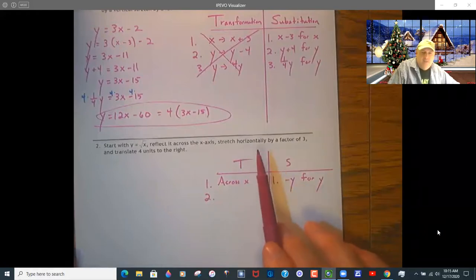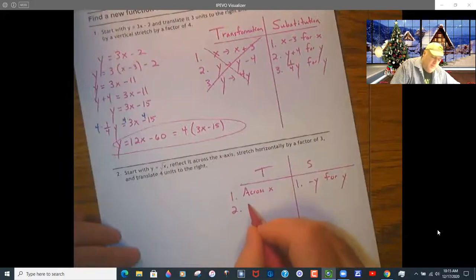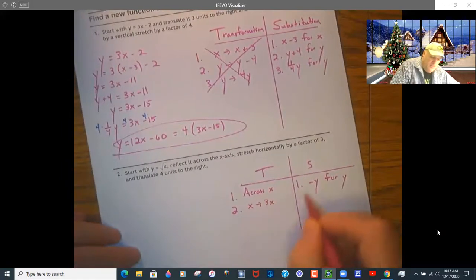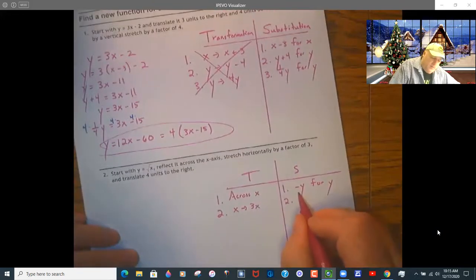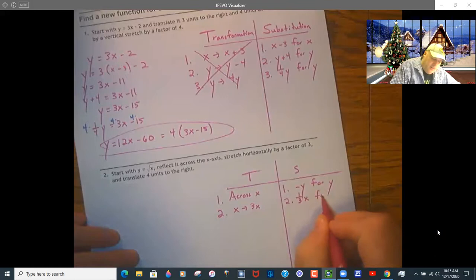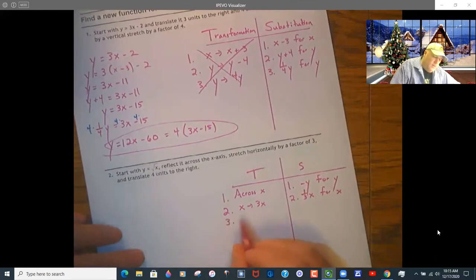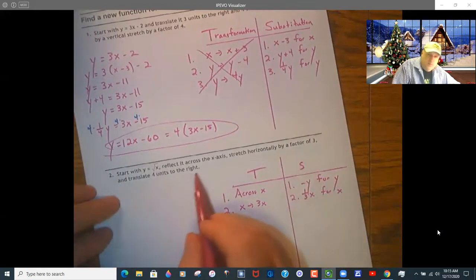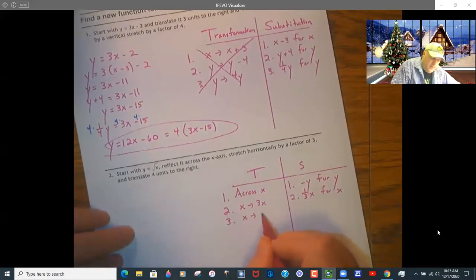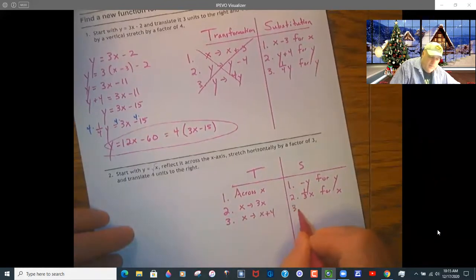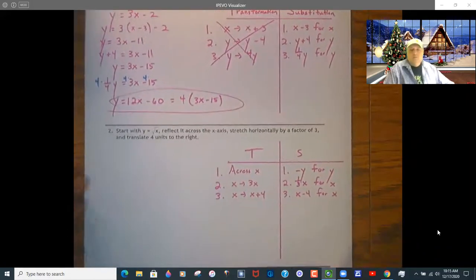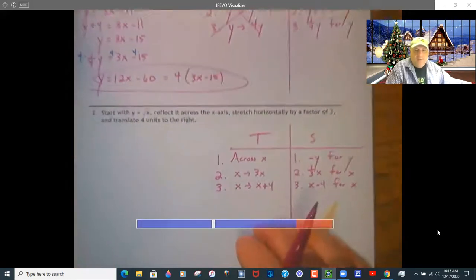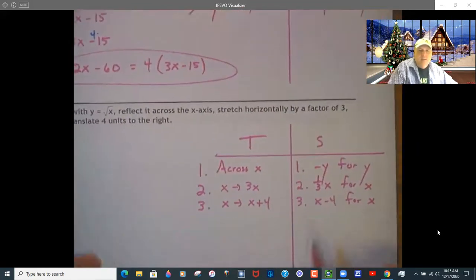Step 2, stretch horizontally, so that's the x, by a factor of 3. Anytime you see factor, that's multiply. So we're going to do 1/3 x in for x. And then step 3, translate 4 units to the right. So that's x again, and we have to put x minus 4 in for x. So it's the inverse. It's not hard to learn the idea of what the inverse is, and that's what we're going to do each time.